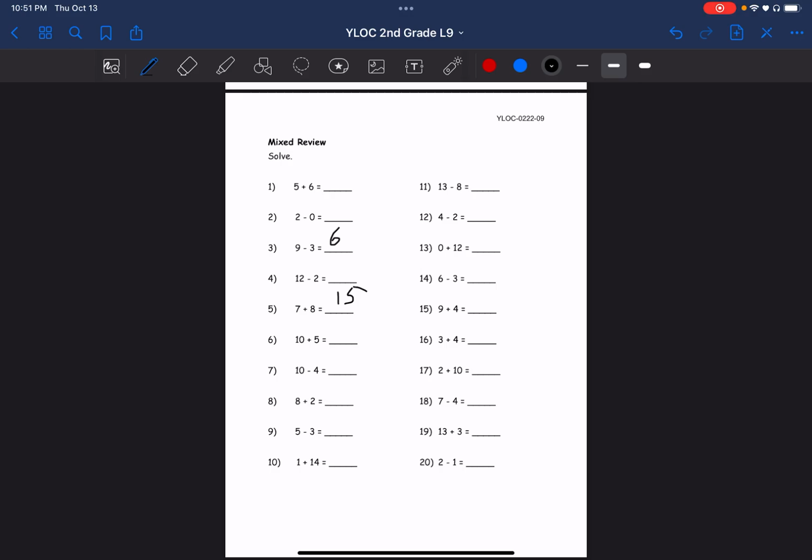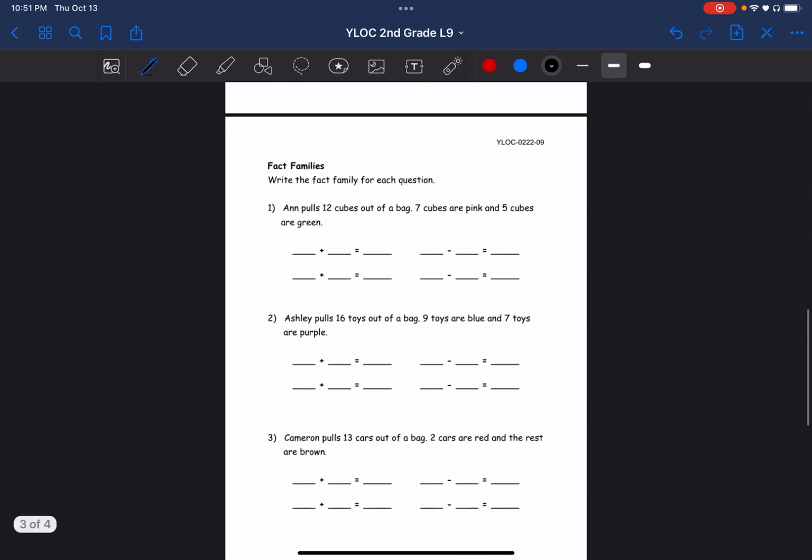Okay. And then let's do number 15. 9 plus 4, give 1 of 4 to 9, which makes 10, and there's 3 left over, so 9 plus 4 is 13. Alright, let's go to the next page.